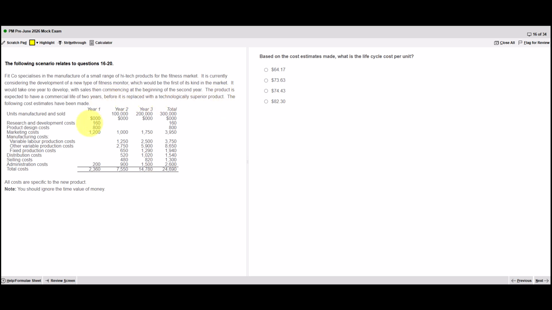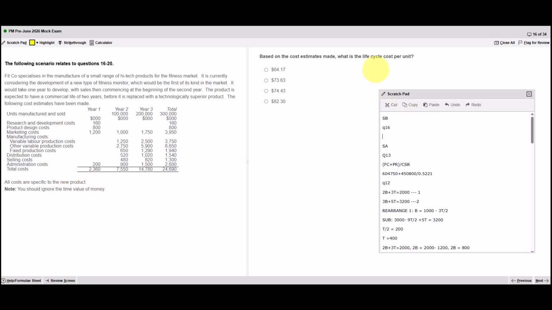Following costs being made, we've got 3 years with a total column, so no sales in year 1 as it tells us. We've got R&D costs, design costs, marketing costs and admin costs. In years 2 and 3 we've got some units sold, so there's going to be some revenue there, continued marketing costs, and obviously some manufacturing, distribution, selling and admin costs. All costs are specific to the product and ignore the time value of money.